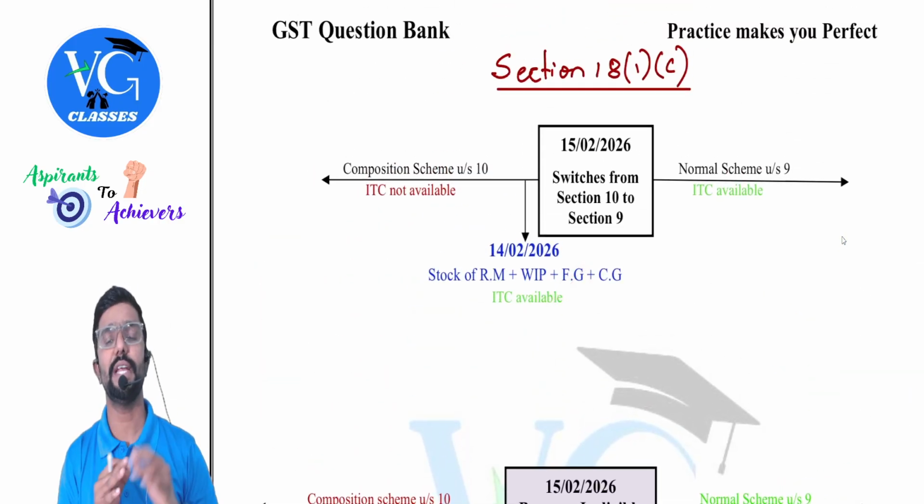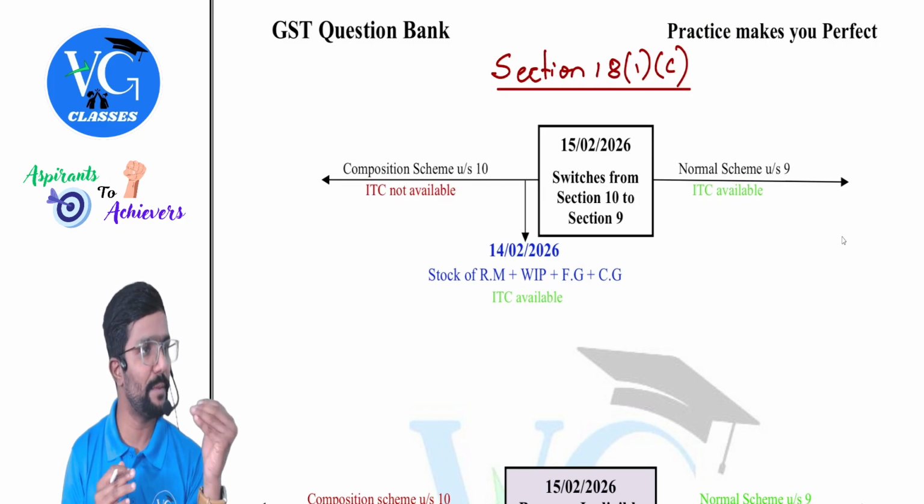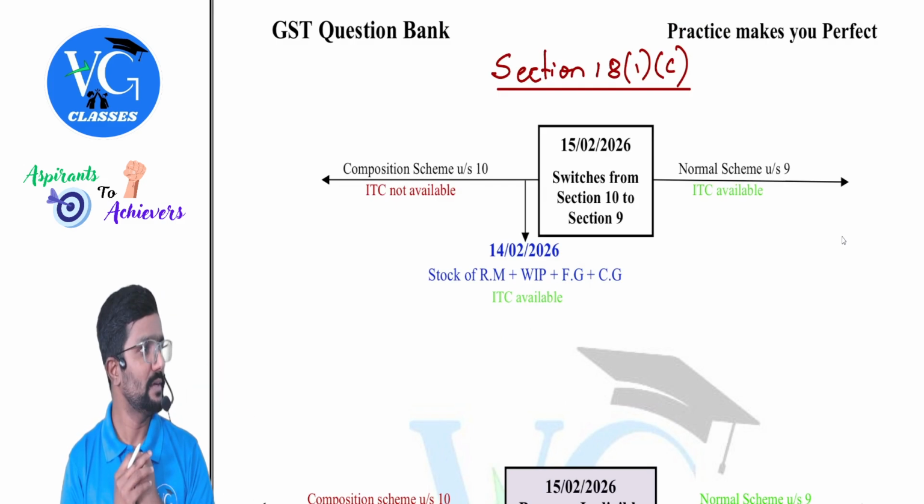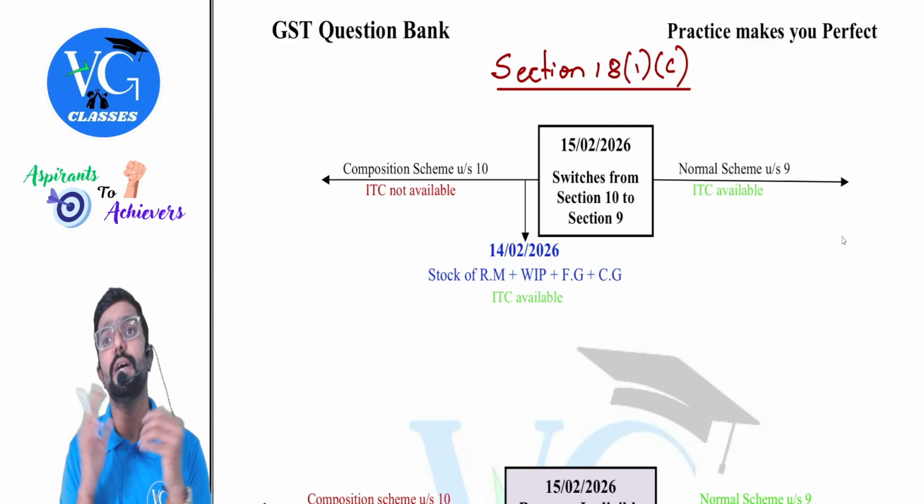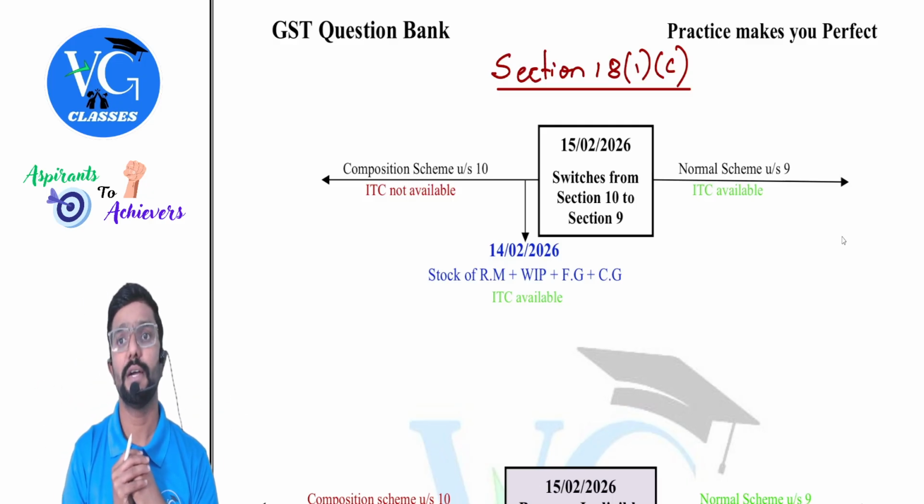So I should give all the details. When did I purchase this? From whom did I purchase? How much GST did I pay? So they will cross check all the conditions and they will allow me the credit.